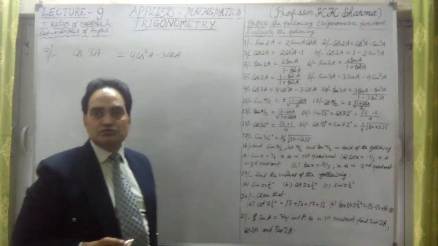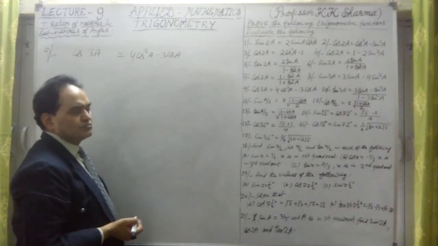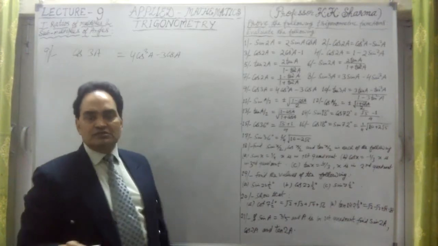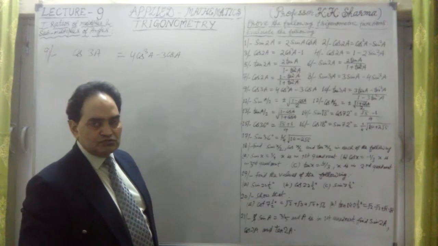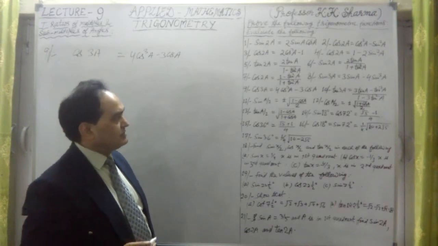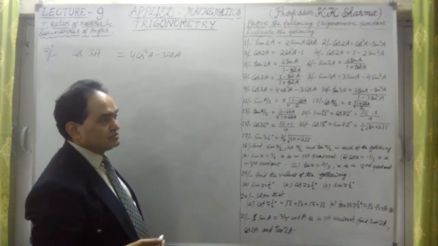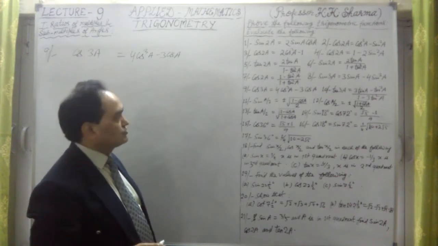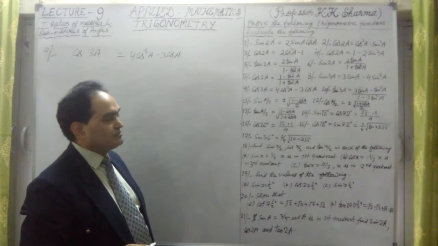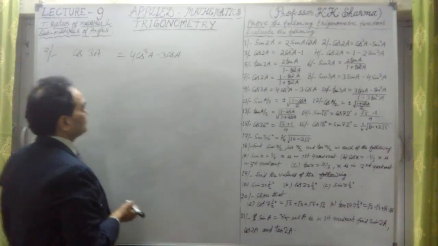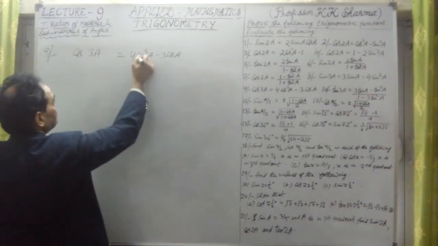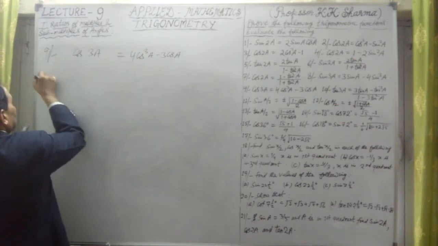Cos 3A is equal to 4 cos cube A minus 3 cos A. If it is theta angle, cos 3 theta is equal to 4 cos cube theta minus 3 cos theta. Now in this case we have to take angle A. So cos 3A equals 4 cos cube A minus 3 cos A. Okay, now let us take this further solution.